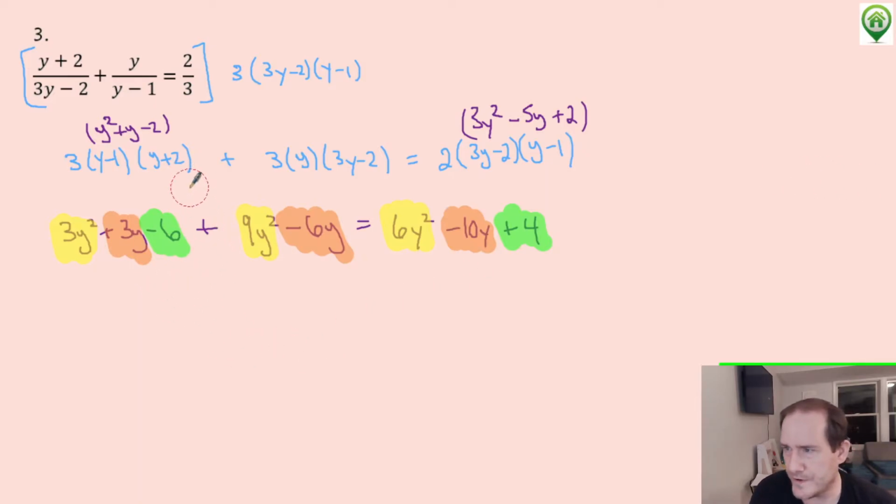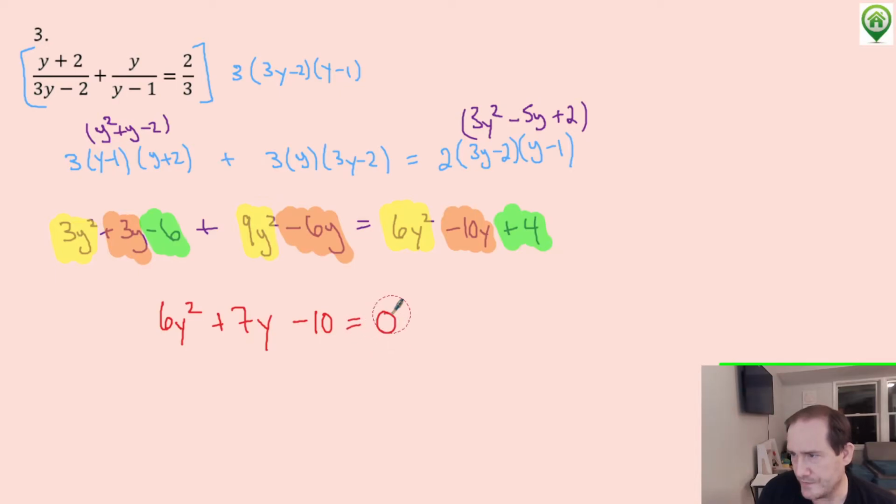Okay, so what do we got? We've got 12y squareds over here on the left and 6y squareds over here on the right. So we'll pull everything to the left, and 12 take away those 6 will leave us with 6y squared. Then we've got negative 3y, but we're going to add 10, so we'll get positive 7y. Then we've got negative 6, we're going to take away 4 more, so our constant will be negative 10, and this is all going to equal 0.